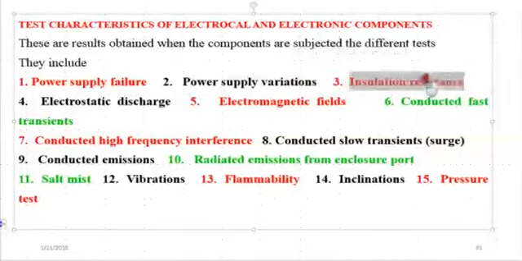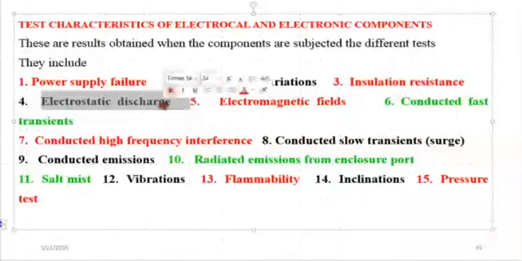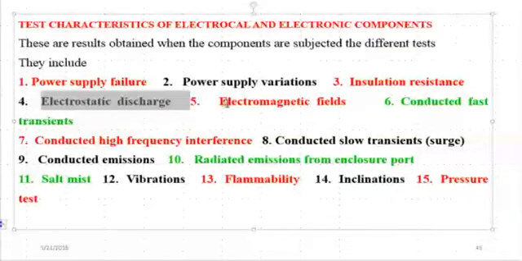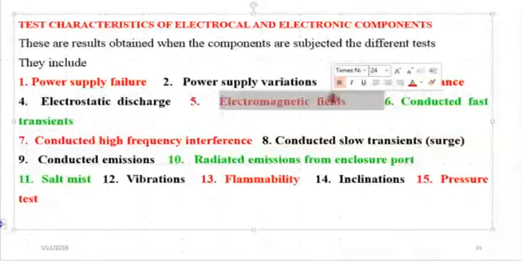There is the insulation resistance test to test the value of resistance. Is it up to the value designed for? Is it below? Is it above? To investigate that is what we call the insulation resistance test. There is electrostatic discharge. That is, how is that device going to be affected by static electricity? And we have electromagnetic fields. How is that device going to be affected by magnetic fields in the area where it operates?